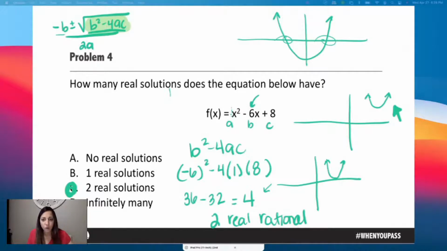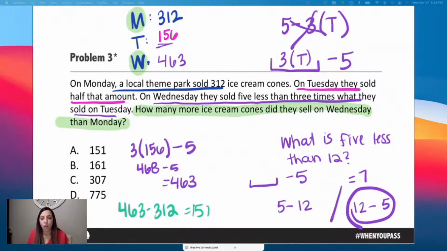Now, I have a question on when would it equal 156? That's a great question. It would have to say something like, on Wednesday, they sold 5 less than 3 times what? No, that wouldn't work. I'll get back to you on that. I don't know if in this case that would be an example. I will find one where you would set it equal.